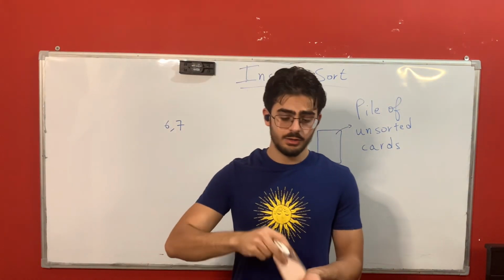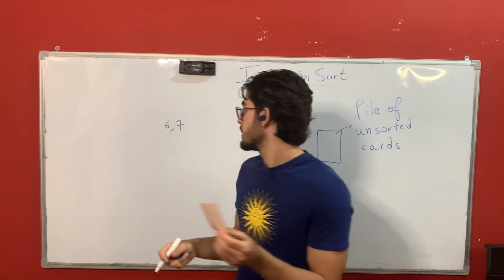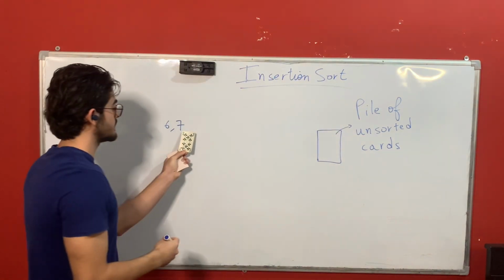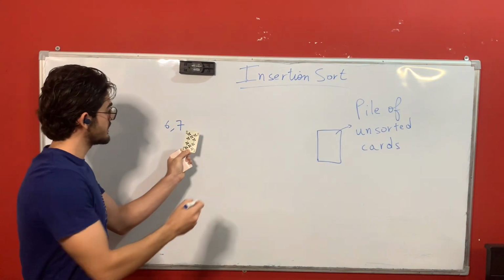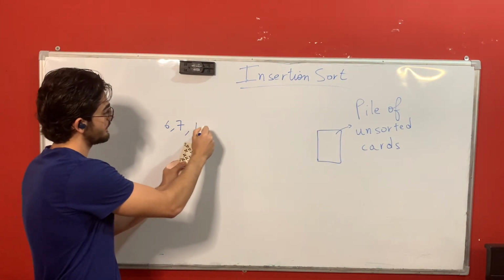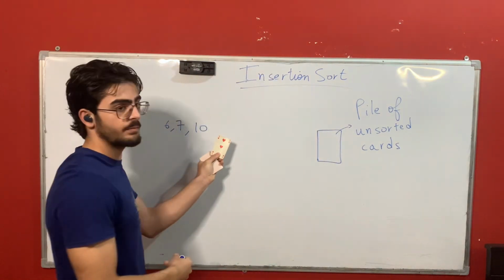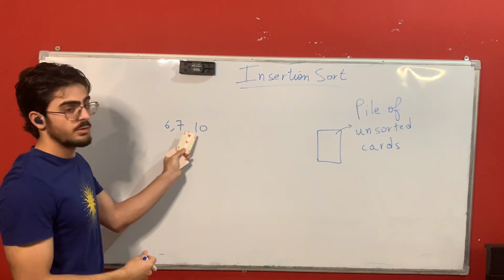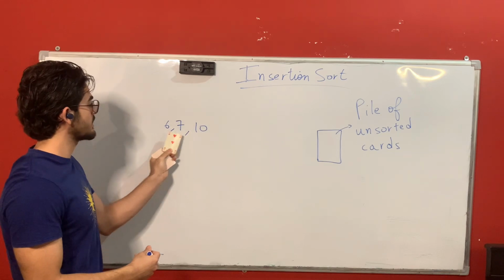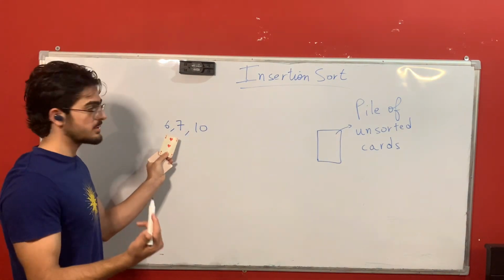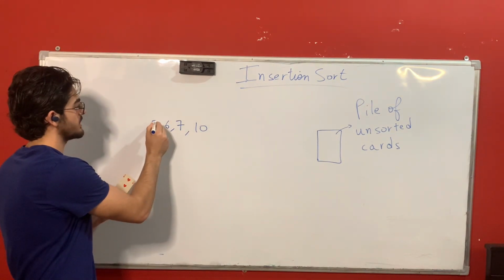Let's pick another card. 10. We compare 10 with 7. 10 is greater than 7, so it should reside here. 3. We compare 10 with 3, it's smaller. With 7, it's also smaller. With 6, it's also smaller. So it should reside here.